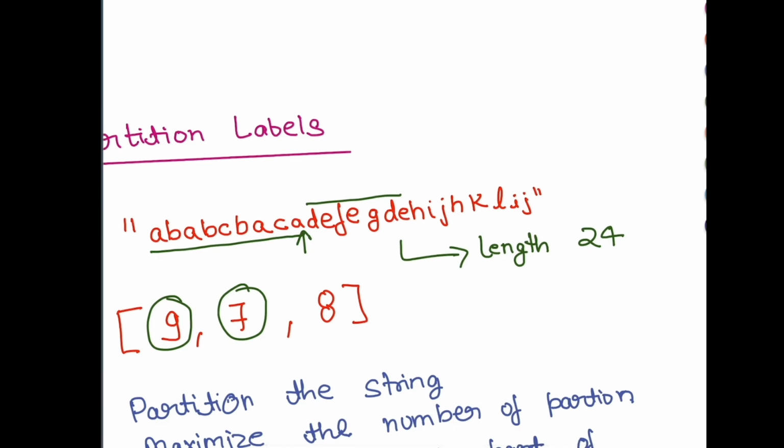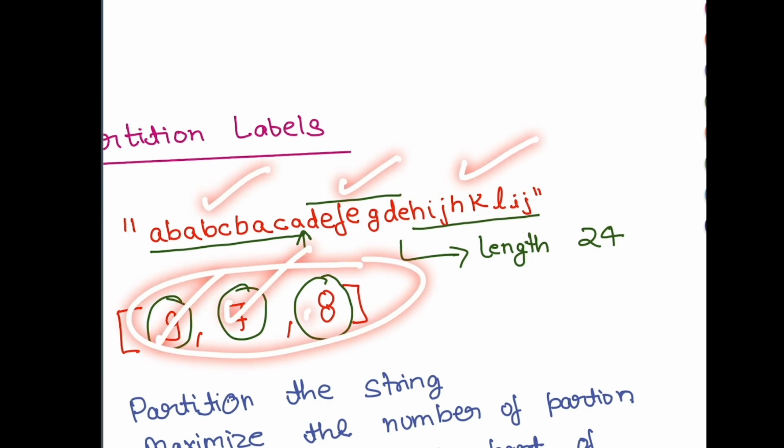Now let us see the next one as well, the next 8 characters. So starting from H, you will go till J, and you will find that this is the last partition which is valid. So we have 1, 2 and 3 partitions and the lengths are 9, 7 and 8.